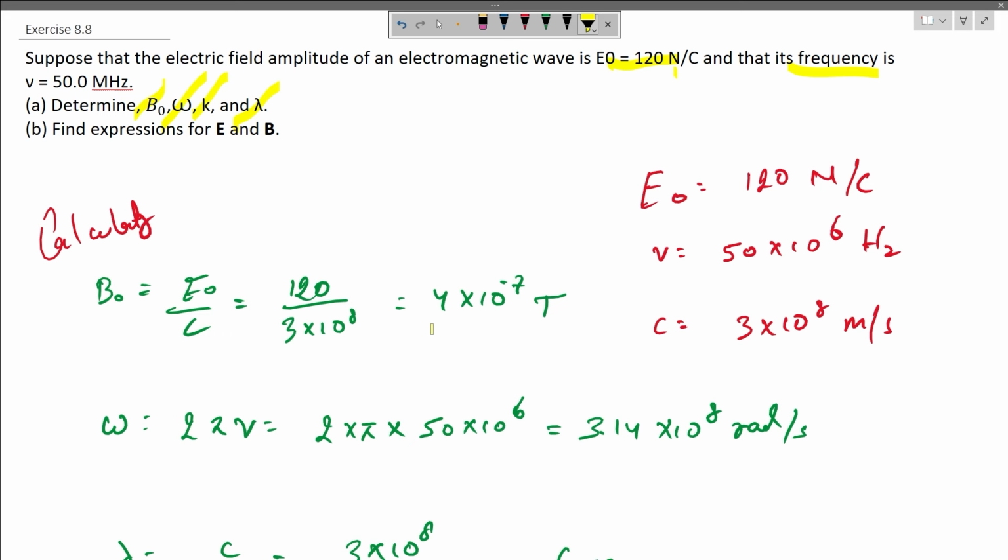So upon using this formula we will get the value of B naught, that is 4 into 10 to the power minus 7 Tesla. For angular frequency we know that angular frequency is 2 pi by T, or 2 pi nu, or 2 pi into frequency. We have been given the value of nu, so we can easily calculate angular frequency omega over here, that is 3.14 into 10 to the power 8 radians per second.